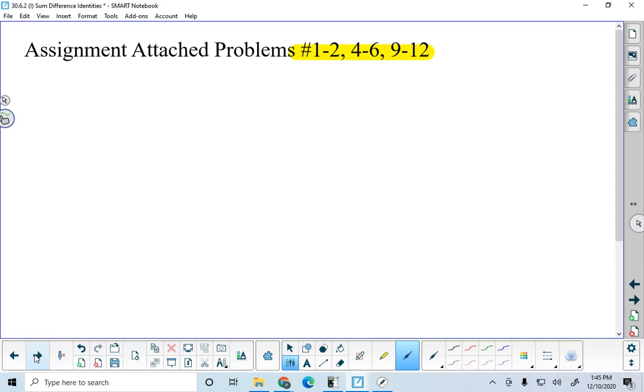Attached problems, I've highlighted them here, which tells me that I think these are the ones I want you to do. Certainly if you wanted to do question 3 and 7, and if there's a 13 and a 14, you could, and I would be happy to go over them with you at some point. But that's it for the lesson. Give me a too fast, too slow, just right check here.